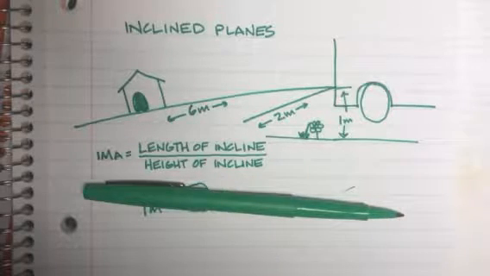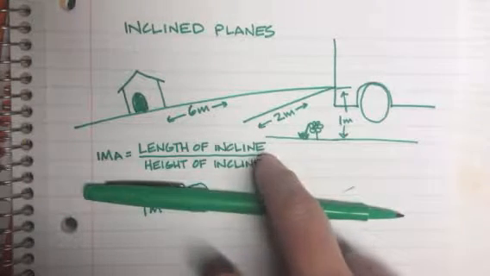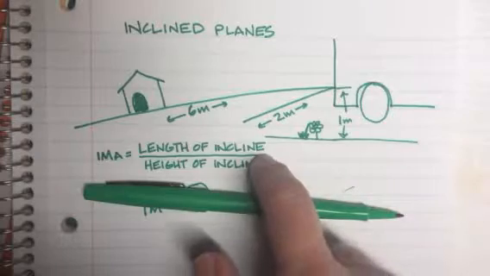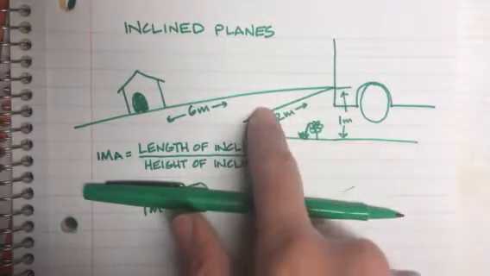The input force to move an object is less than the output force or the weight of that object because the force is exerted over a longer distance. So we can figure out the mechanical advantage of any inclined plane this way: the length of the incline divided by the height of the incline. But before we even do that, let's just talk about an example.